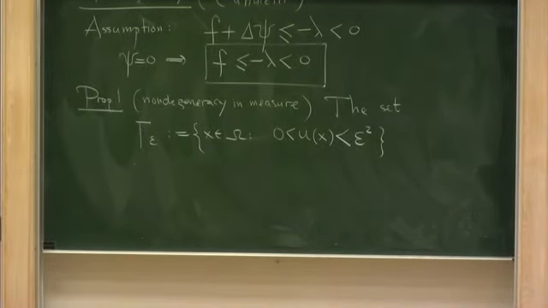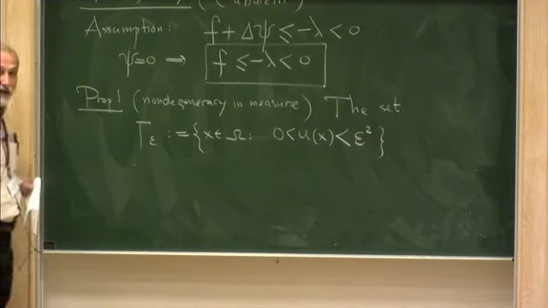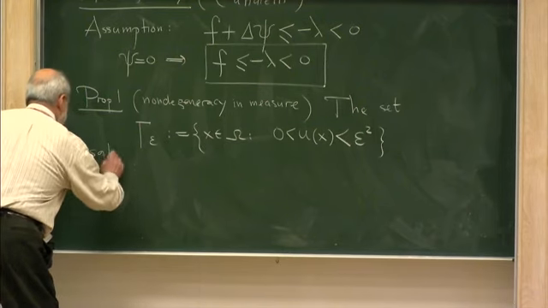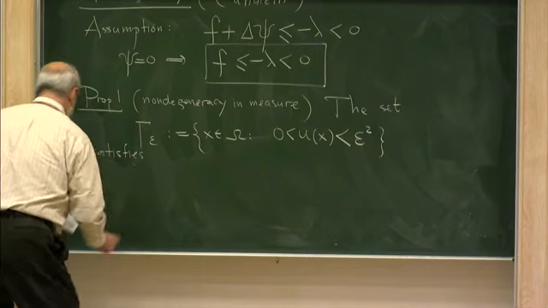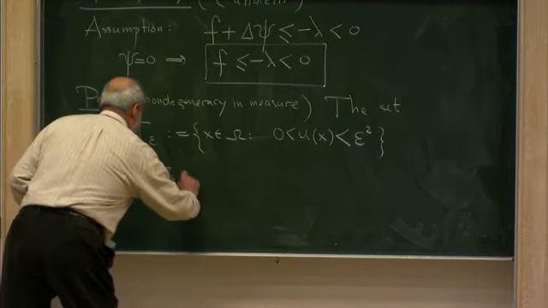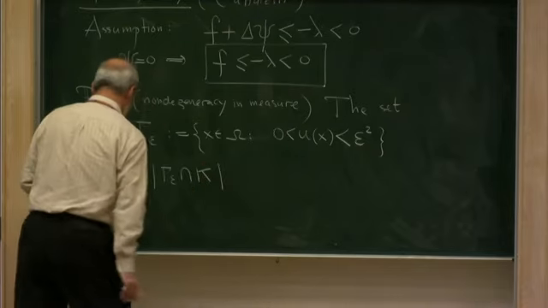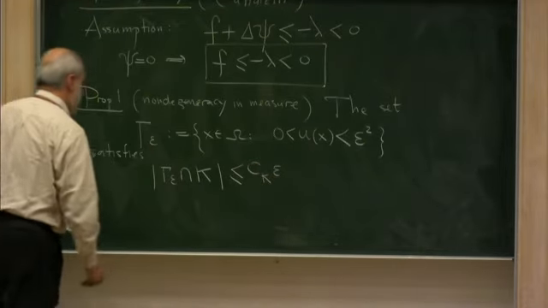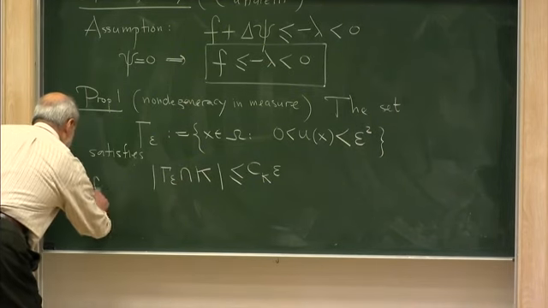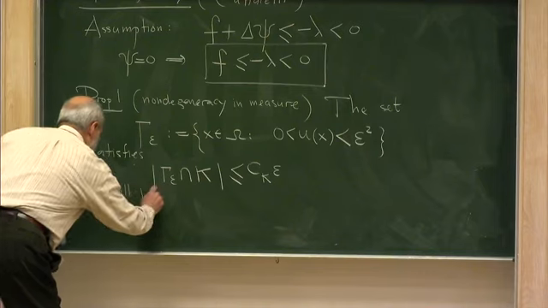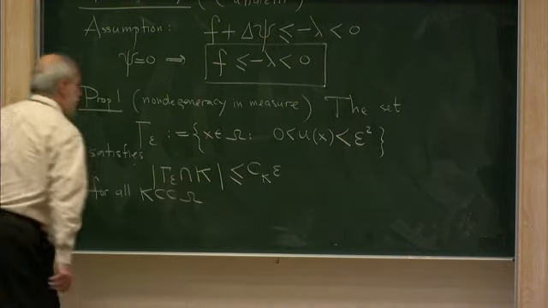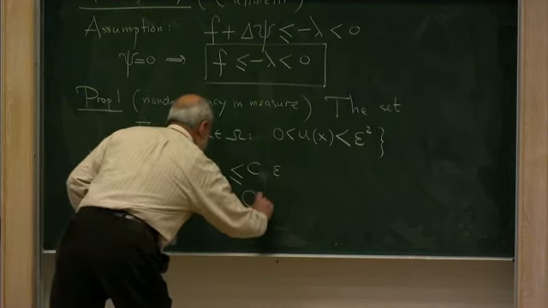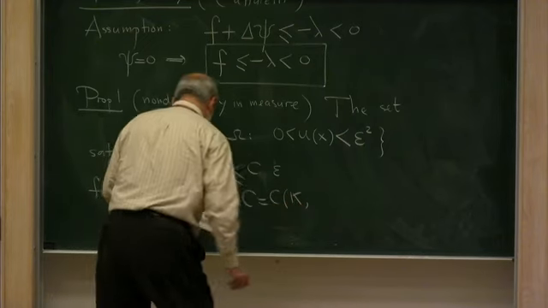This set is not big. In fact, it satisfies that the measure of the set intersected with a compact set K is bounded by C that depends on K times epsilon. This is for all compact sets K contained in omega, and the constant, well, maybe let me say it, the constant depends on several things, certainly depends on K and other things.